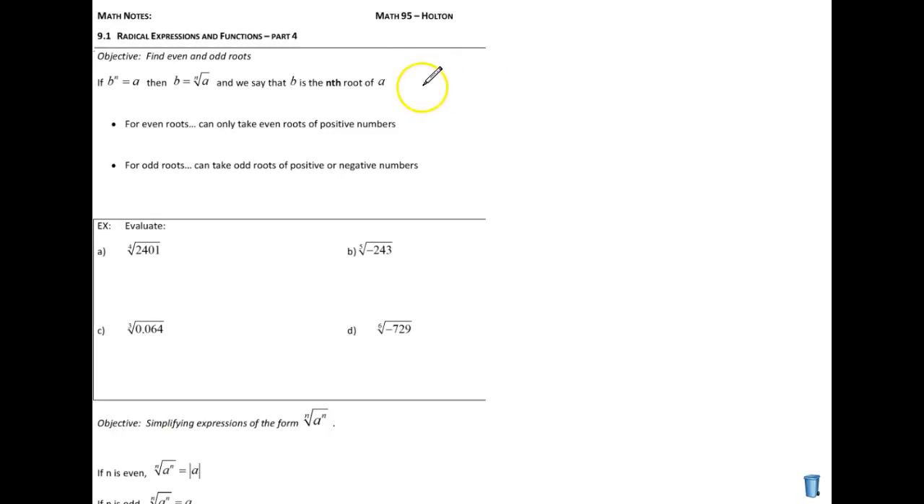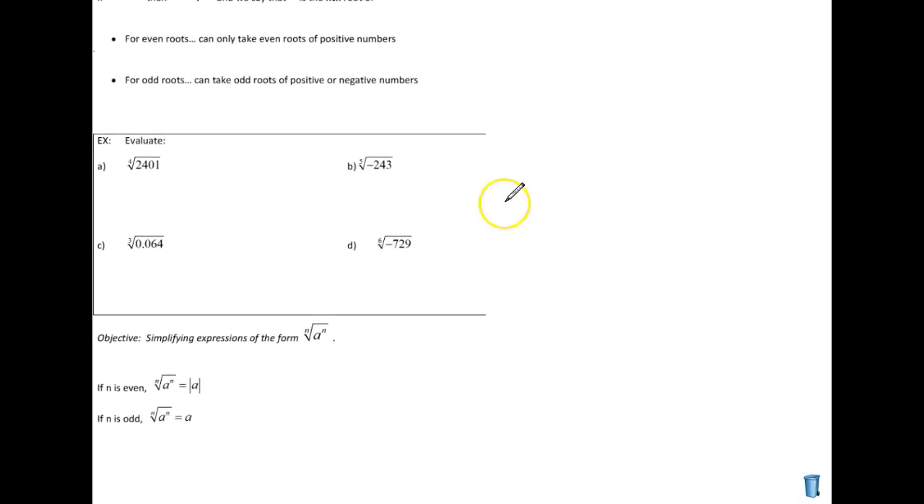But it's really important to remember that you can only take an even root of positive numbers. But if it's an odd root, it's okay if it's positive or negative. Okay, so even roots, you can only take even roots of positive numbers, but you can take odd roots of positive or negative depending on what your situation is.